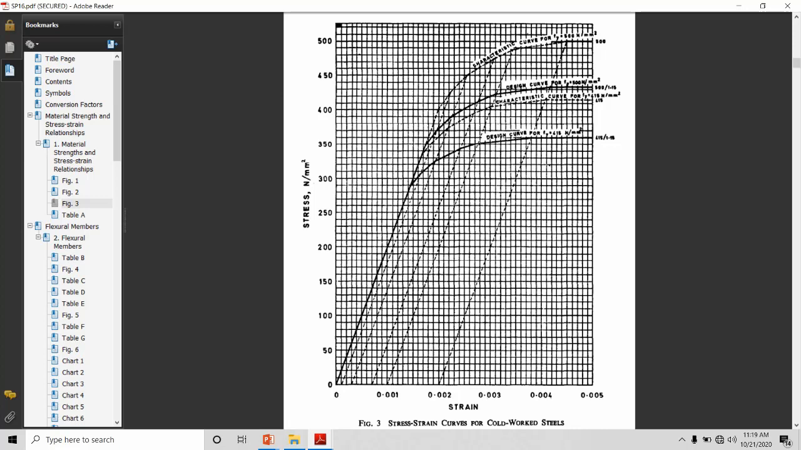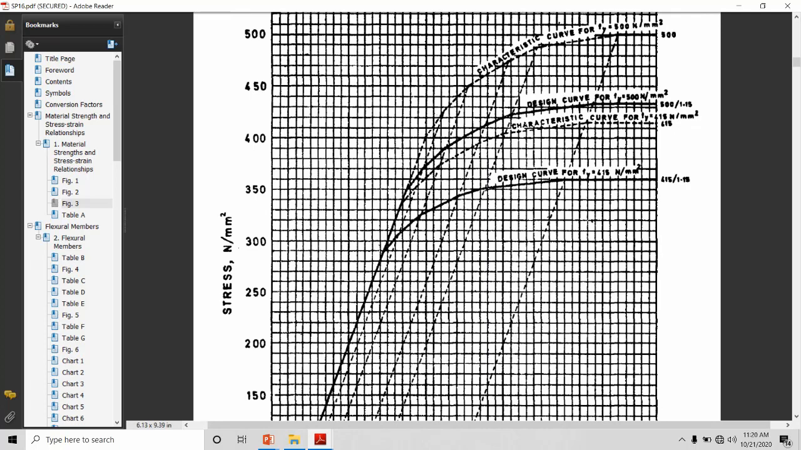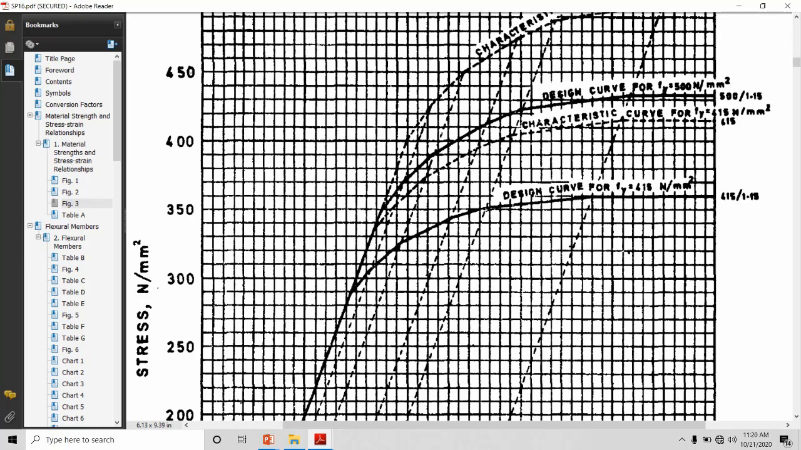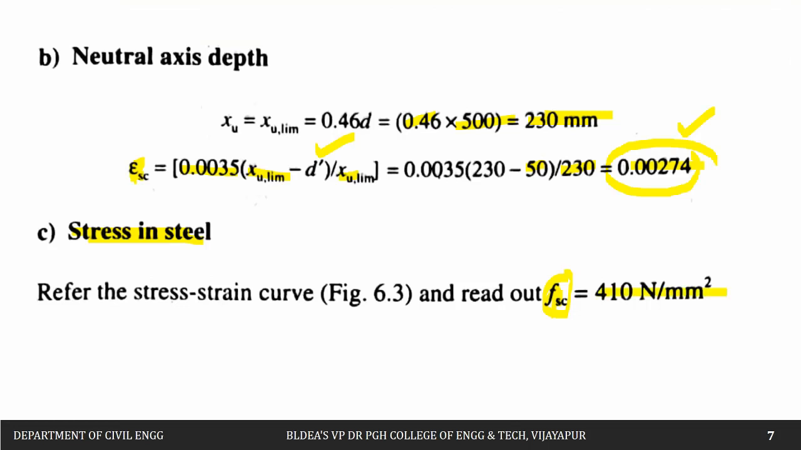This is 0.002, 1, 2, 3, 4, 5, 6, 7. This is the 0.0027 we have. So if you go upwards, you can see Fe 500 we have. It is going to come somewhere here, above somewhere like 400. So that value has to be taken. You can see here it is cutting, here it is 410 we have. So it is 410 Newton per mm square. That is nothing but the stress in the steel, FSC value.